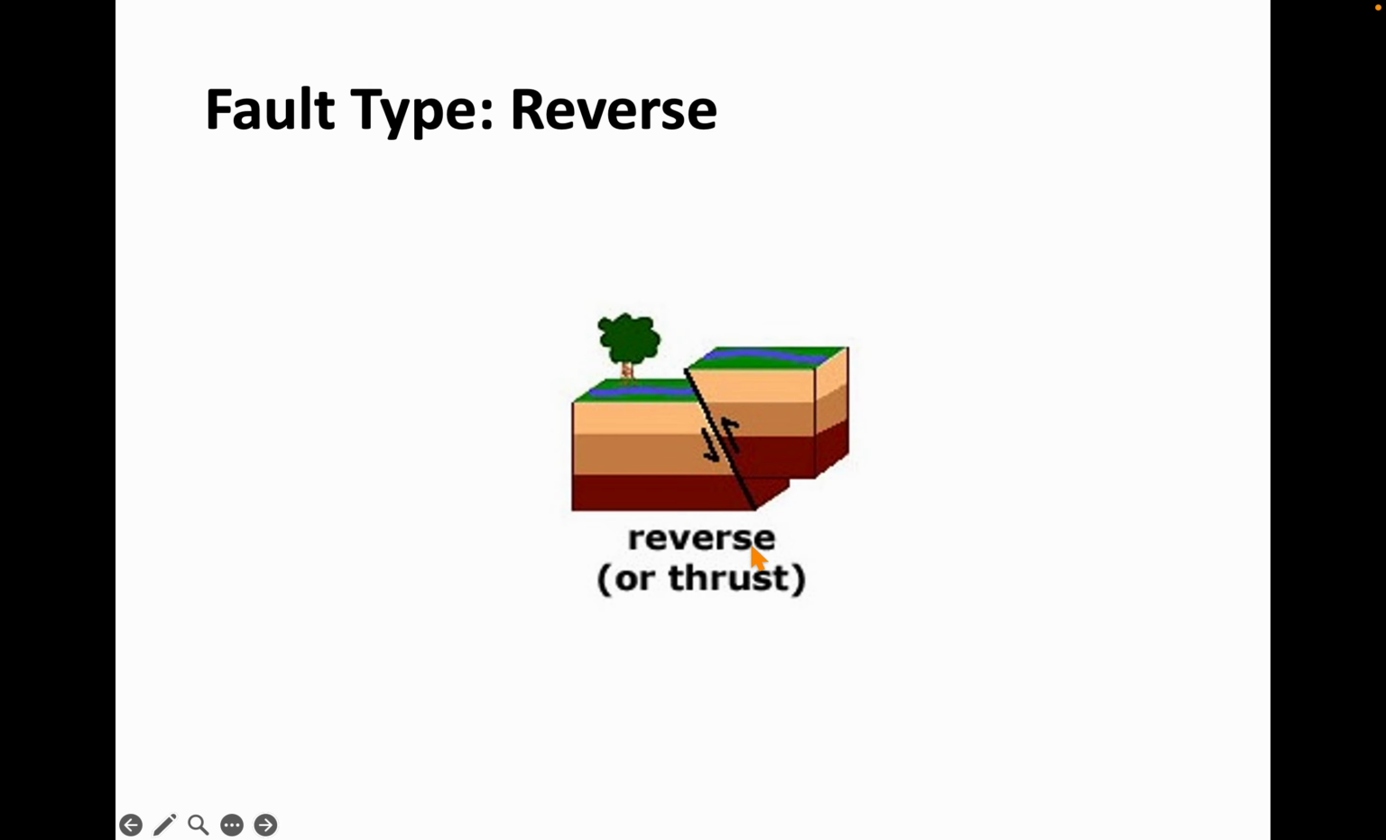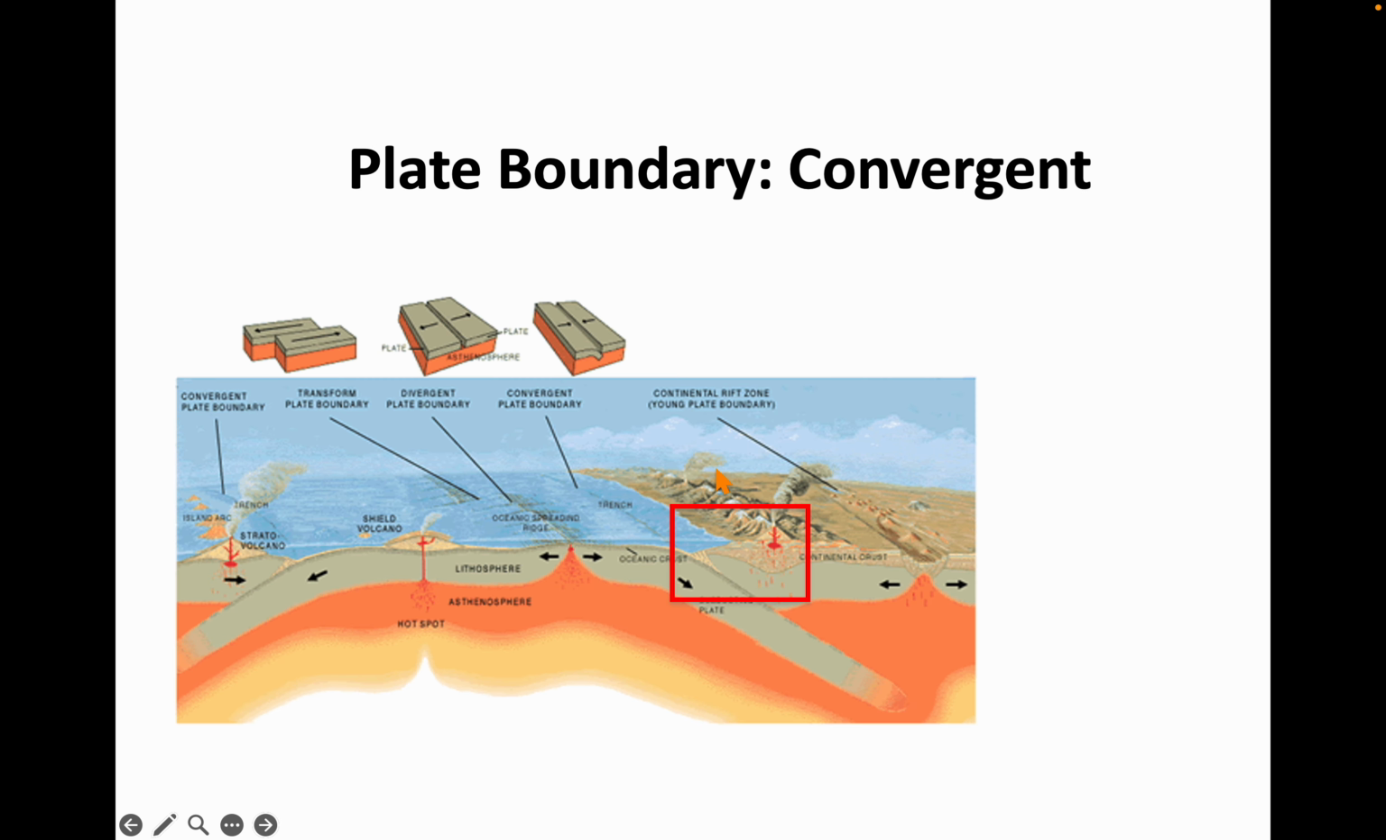Reverse faults or thrust faults. Here we have our hanging wall going upwards and causing that cliff type look. And then the other side is going down. That's going to happen more primarily and occur during a convergent boundary.